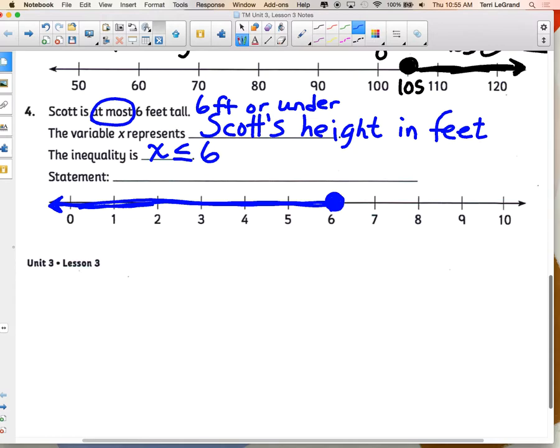Okay, let's see if it makes sense. If Scott is, pick a number from there. 5 feet, okay? If he is at most 6 feet tall, could he possibly be 5 feet tall? Does it make sense that he could be 7 feet? If he's at most 6, could he be anything on the other side? No, we can't, so we can go with that: X is less than or equal to 6.